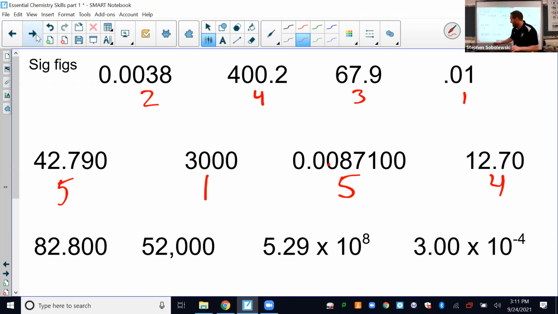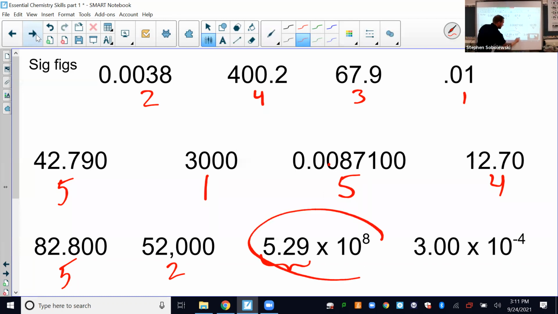82.800, 5 sig figs. Those trailing zeros count because there's a decimal. 52,000, 2 sig figs. Scientific notation, 5.29 times 10 to the 8th. In scientific notation, you only look at the front number, the large number in front. That determines your sig figs. This number has 3 sig figs because 5.29 has 3 sig figs. The 10 to the 8th do not count as sig figs.